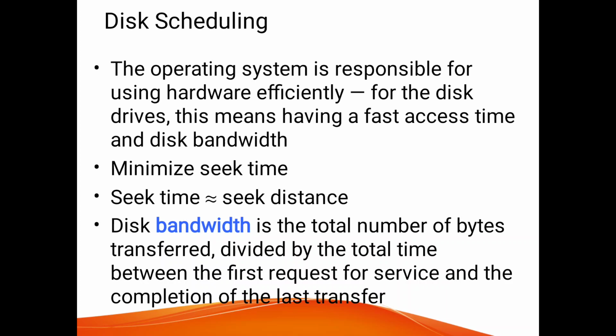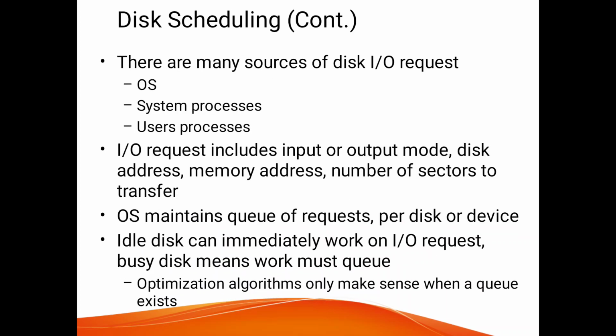In disk scheduling, the operating system is responsible for using the hardware efficiently for the disk drives. This means having a fast access time and disk bandwidth. So it should minimize the seek time, and seek time is proportional to seek distance. The disk bandwidth is the total number of bytes transferred divided by the total time between the first request for service and the completion of the last transfer.